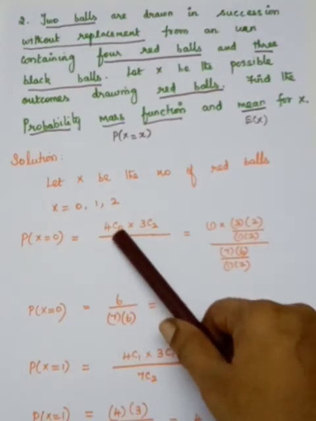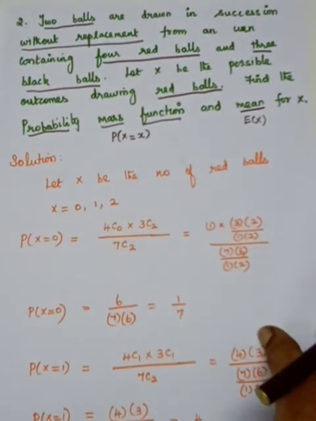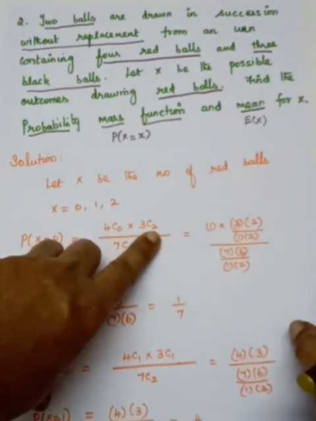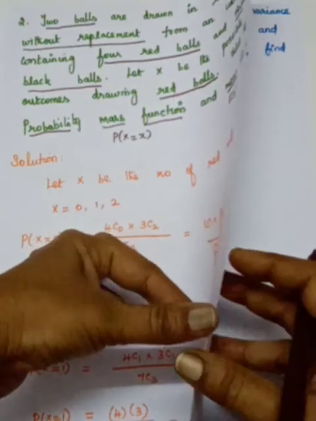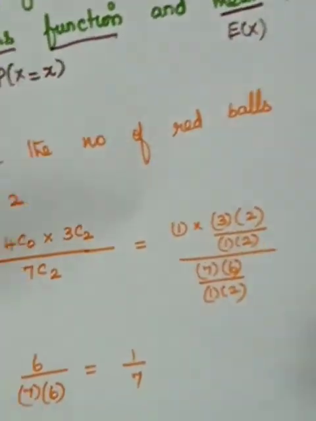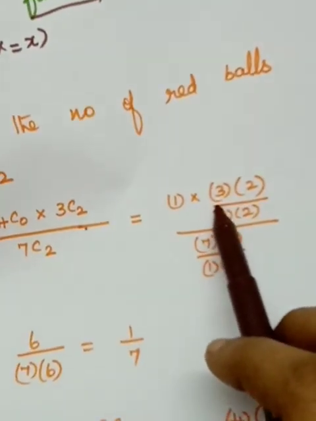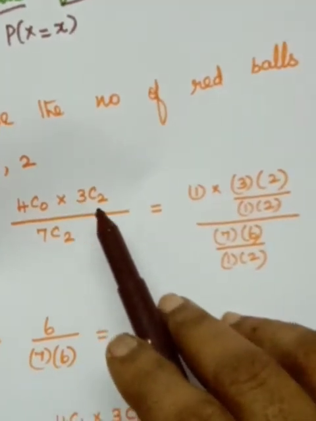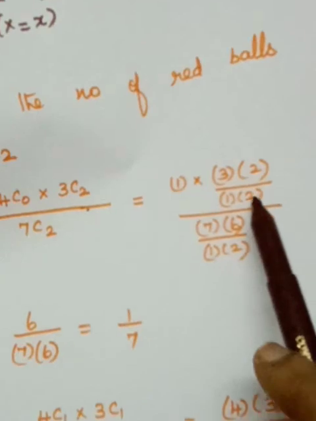Next you have to find this out, so this has to be calculated. 4C0, you know, is 1, and 3C2, how will it be calculated? You have studied combinations in 11th standard. 3C2 means you write 3 into 2 divided by 1 into 2. Starting from 3, reducing by 1, you write 2 elements.